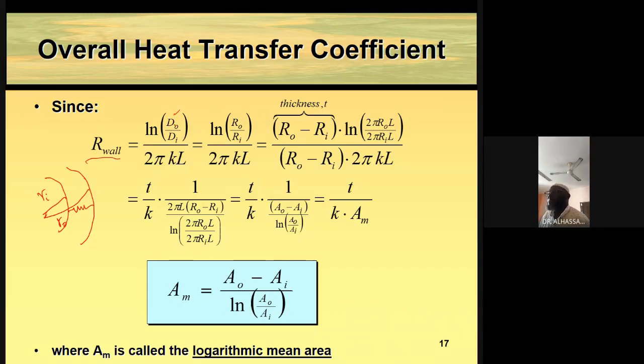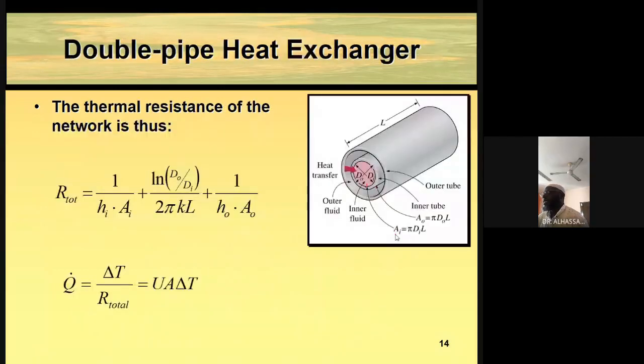Now again, we can express this using radius instead of diameter. So this and this are the same. Now we introduce a new parameter. Say let T equal the thickness, and thickness equals RO minus RI. The thickness of the cylinder. So the thickness of this cylinder, this one, is going to give me the outer diameter DO minus the inner diameter. So that's what we mean.